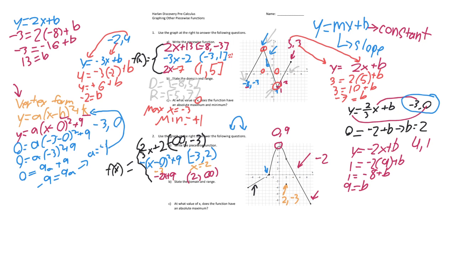State the domain and range. Our domain is going to be all real numbers. Our range is going to be negative infinity to 9, including that 9, not including that infinity. At what values of x does the function have the absolute maximum? That occurs at x is equal to 0.